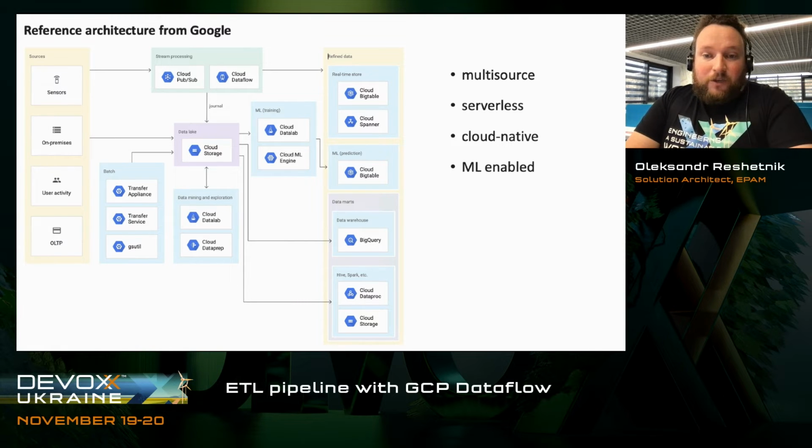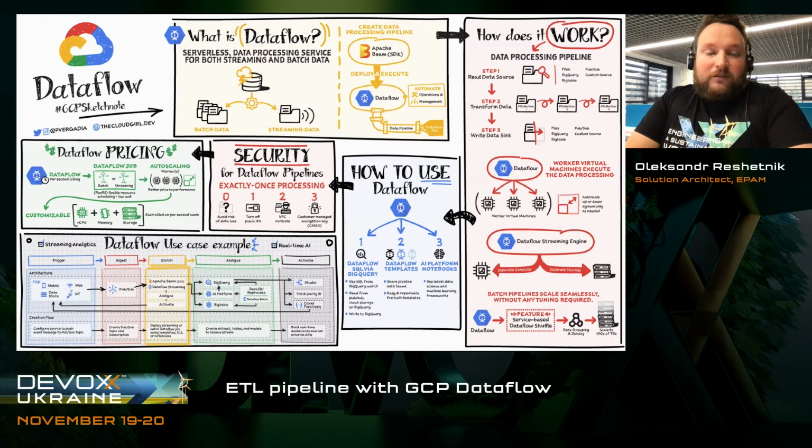Fortunately, GCP has an excellent architecture for this case. The architecture supports multiple data sources. It is cloud native and serverless. Also, it's ready for machine learning tools and patterns. And in addition, GCP has Dataflow, an excellent option for the ETL part.